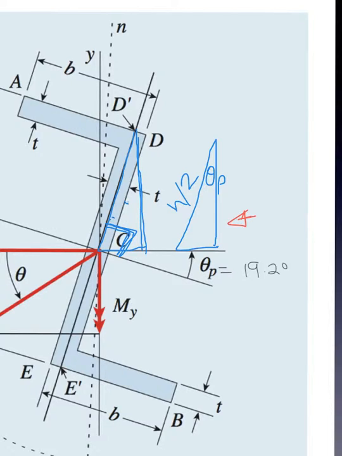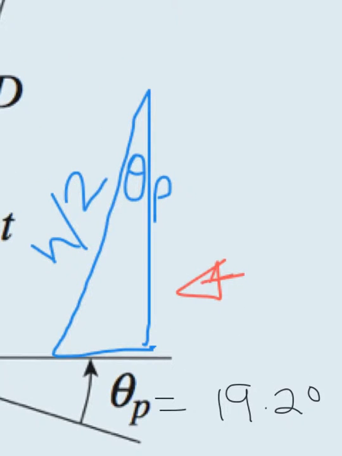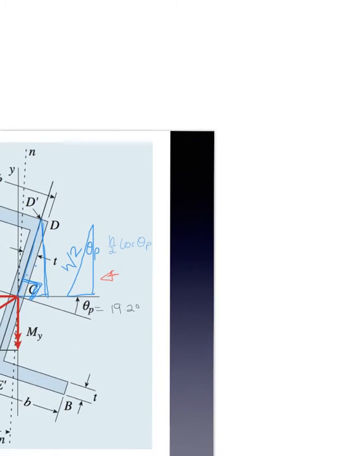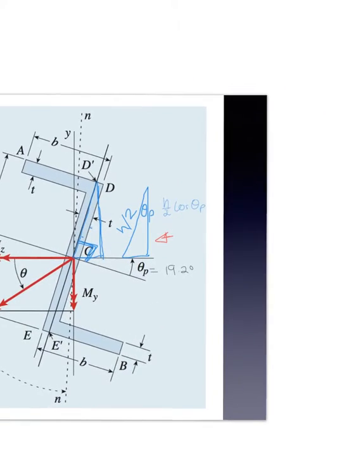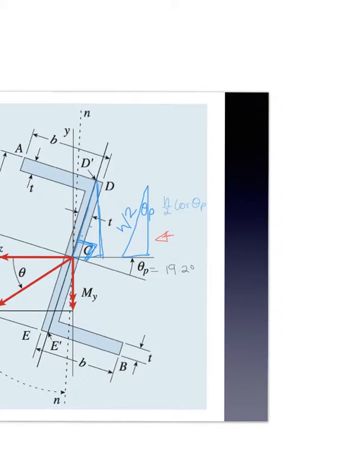Let me just retry that again. That will be h over 2 the cos of theta p, that will give us that distance there. And now we're not done, because we have only calculated this distance from that point there going down.